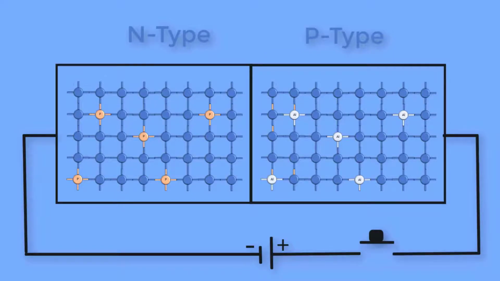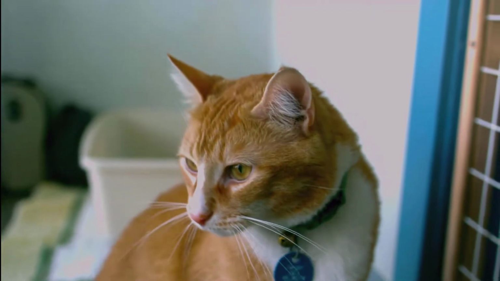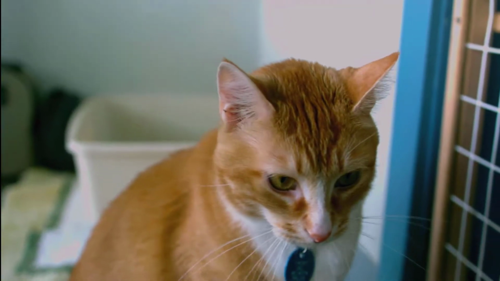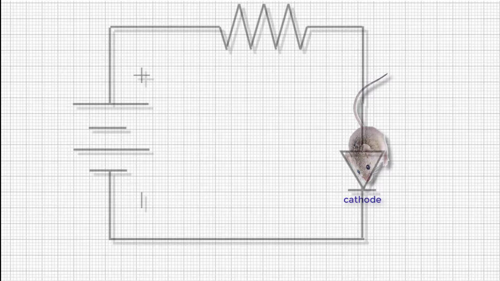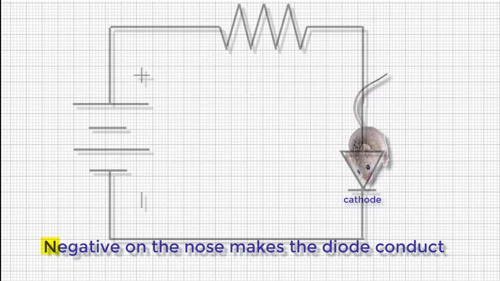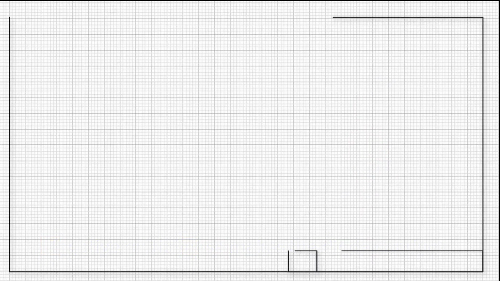Notice that electrons flow in only one direction in both P and N-type material. The diode biasing polarity can be remembered if we imagine the diode symbol is a mouse. Negative on the nose makes the diode conduct.